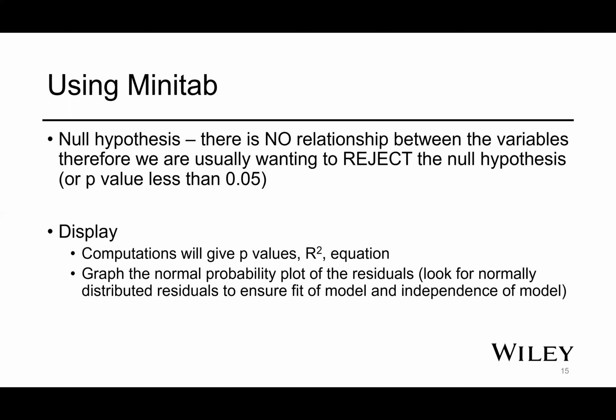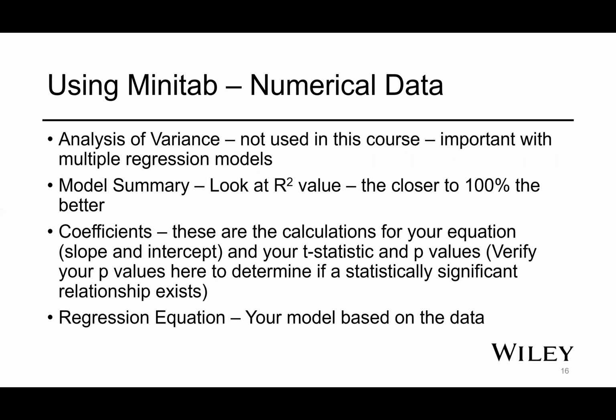Now, when we look at the data, we're going to look at a few things. Minitab gives us more than we need, but we're going to look at p-values, the r squared, remember the coefficient of determination, and the actual equation that spits out. We're also going to graph the normal probability plot to look for normality and independence of the model. The analysis of variance table is not something that you need in this class because we're not actually doing full ANOVAs. However, that would be where you could find that sigma squared value, because the sum of the squares of the error is listed in the analysis of variance section of your data output.